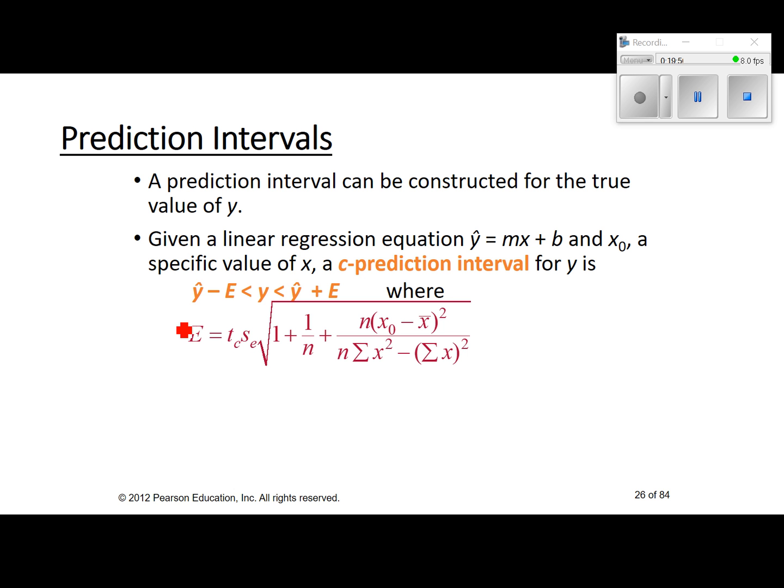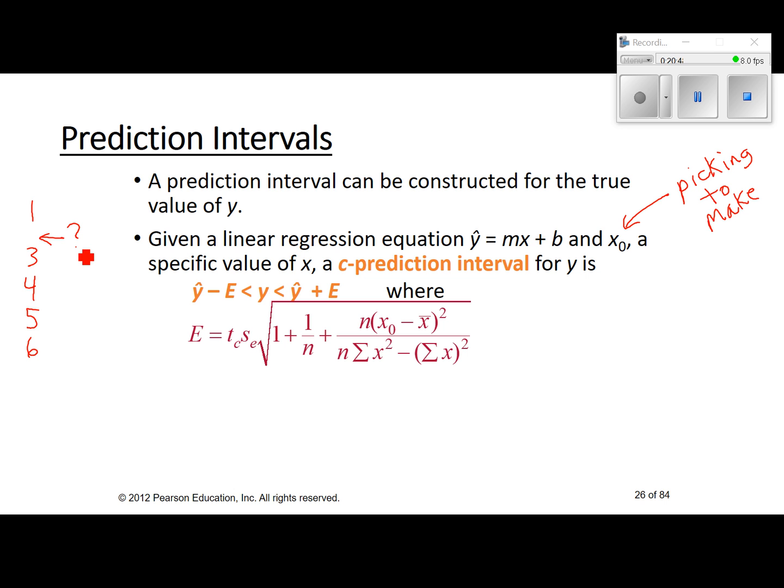Given a linear regression equation, that's what we've been doing, and x sub 0. This is the x that you're picking to make a prediction off of. It's some x. It doesn't have to be anything that's actually one of the numbers in our data. We're just making a prediction off of some x. So if our x's are like 1, 3, 5, 6, and so on, and we want to predict what y is going to be at x is 2, then that's our x sub 0. That's the number that we're predicting off of.